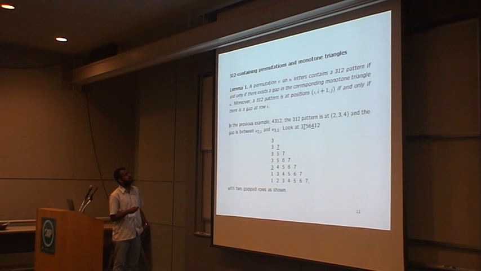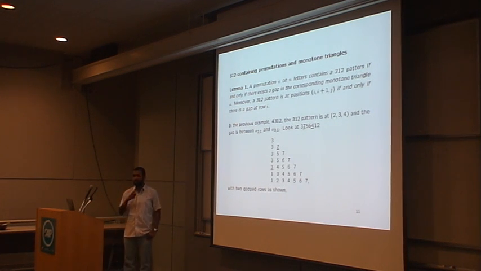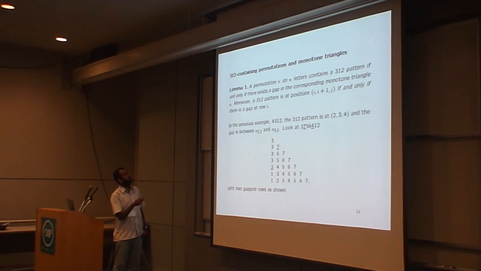And the result is that, this is the mini result of our big result. Oh, by the way, I should say that this is joint work with Robert Cori, who is at Bordeaux. A permutation contains a 312 pattern if and only if there is a gap in the corresponding monotone triangle. And in particular, if the 312 pattern occurs at i plus 1, j, the gap has to be at row i in my conventions.